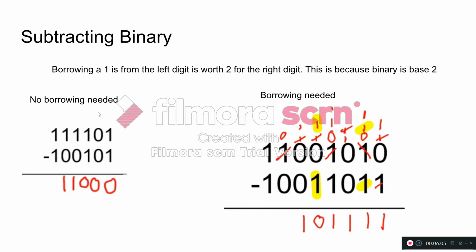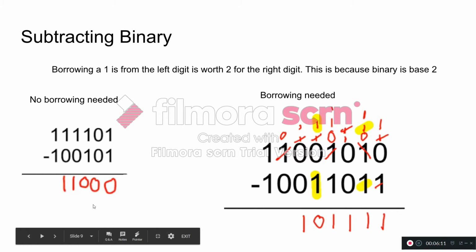So let's look at this subtraction where no borrowing is needed. 1 minus 1 is 0, 0 minus 0 is 0, 1 minus 1 is 0, 1 minus 0 is 1, 1 minus 0 is 1, and 1 minus 1 is nothing, 0. We do not have to write this number right here.